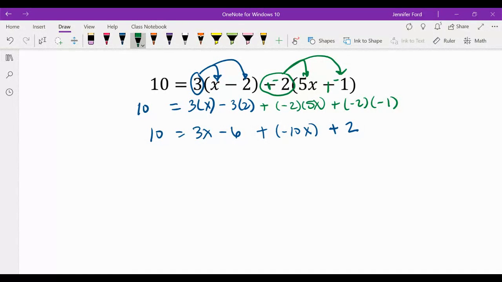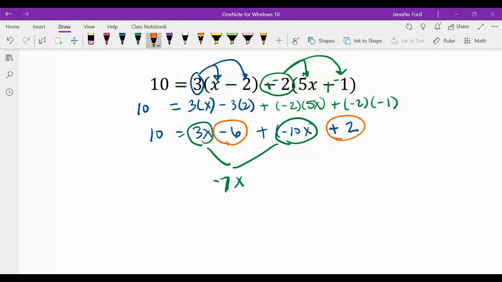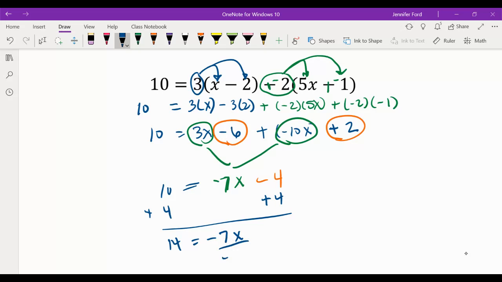Okay. I'm going to combine my like terms. 3x plus negative 10x. 3 plus negative 10 is negative 7. So negative 7x. Then we go negative 6 plus 2. Negative 6 plus 2 is negative 4. And all this still equals 10. I'm going to add 4 to both sides. 14 equals negative 7x. Divide both sides by negative 7. X equals 14 divided by negative 7, which is negative 2.